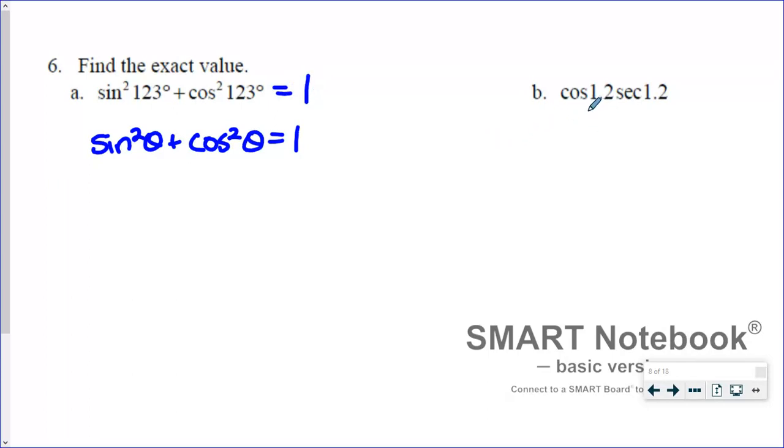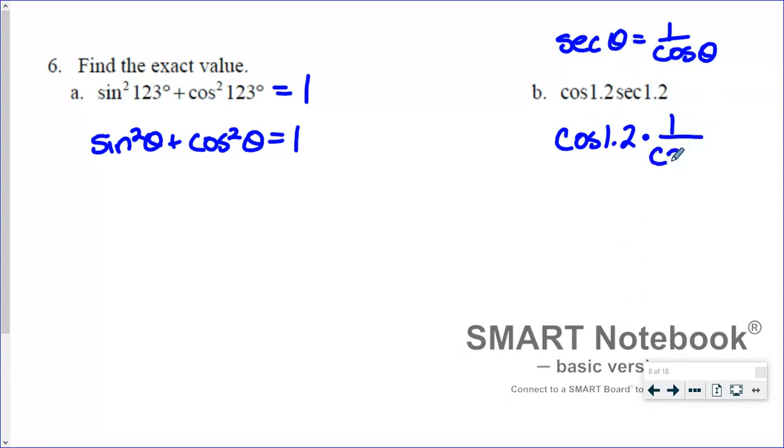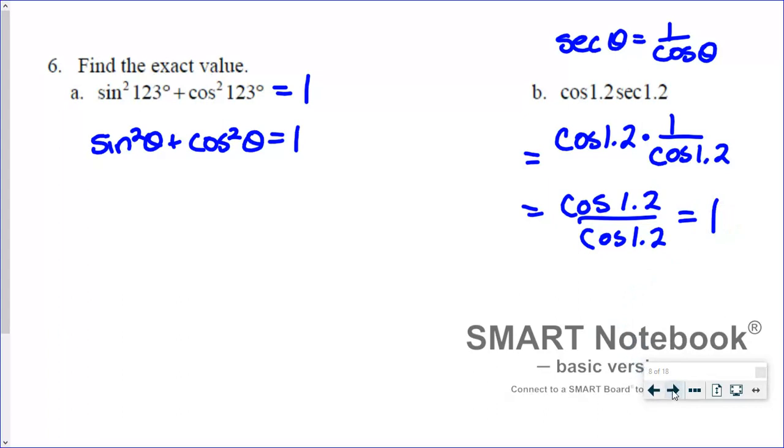All right, cosine of 1.2 times secant of 1.2. We have a reciprocal identity that says secant of theta is equal to 1 over cosine of theta. So here we have cosine of 1.2, but instead of secant of 1.2, I can rewrite that as 1 over cosine of 1.2. Now, you really don't need to show this, but if you actually multiply this, you get cosine of 1.2 over cosine of 1.2. Well, what is anything divided by itself? Just 1.